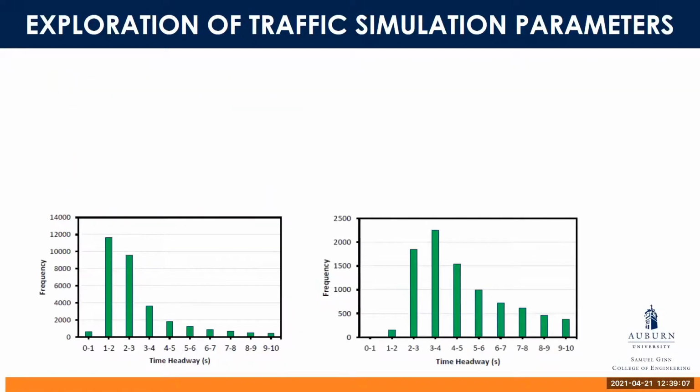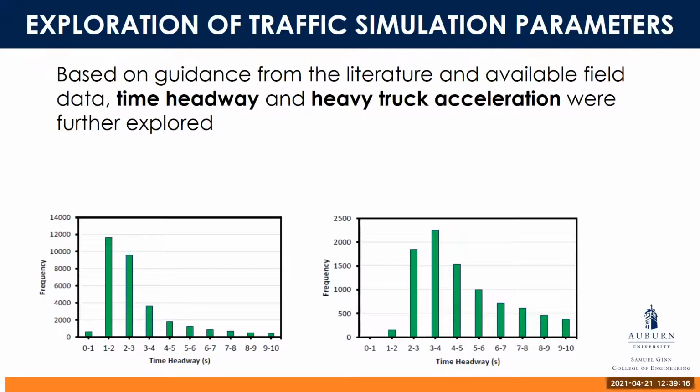Here we have a couple of figures that represent the time headways that were observed in the field with our traffic sensors. And we can see, again, based on guidance from the literature, time headway as well as heavy truck acceleration were worth exploring, and we'll look at the truck acceleration next. But with respect to time headway, the figure on the left shows the average time headway for passenger cars. And we can see most of those were between about 1 and 3 seconds.